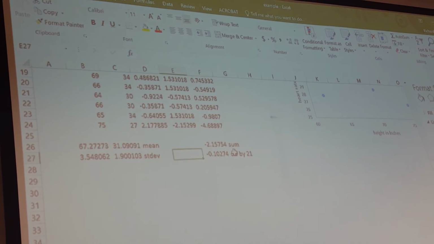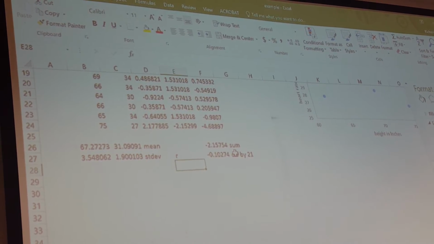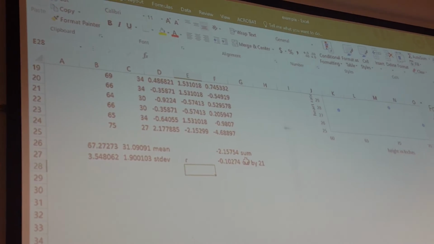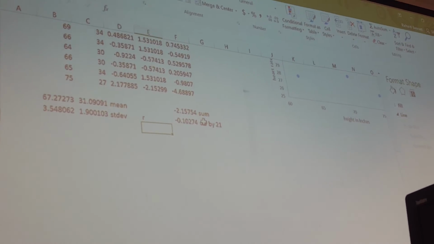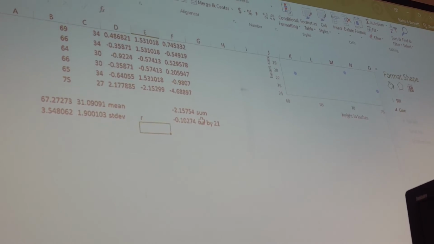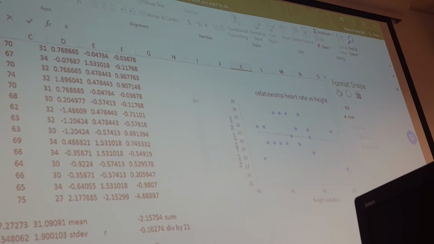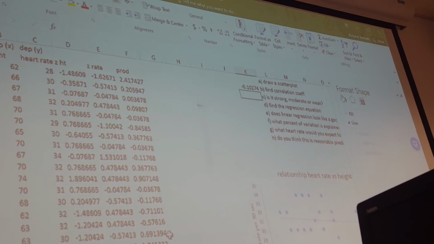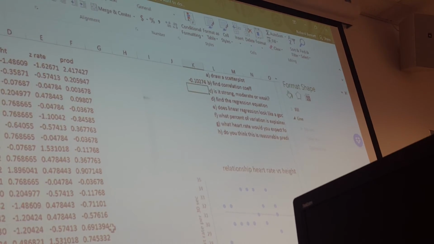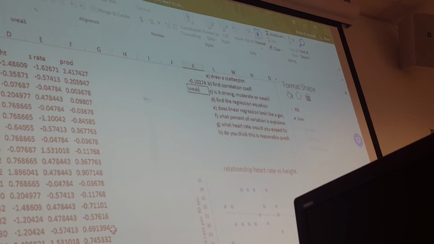Okay, that's your correlation coefficient. Are you going to be able to solve that on tomorrow, for those of you who are taking it tomorrow? All right, so my correlation coefficient was negative 0.10. Is it strong, moderate, or weak? It's weak.